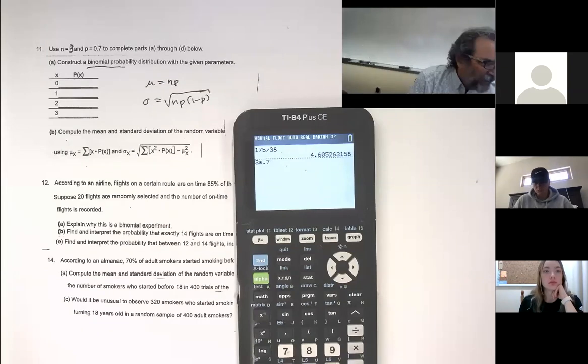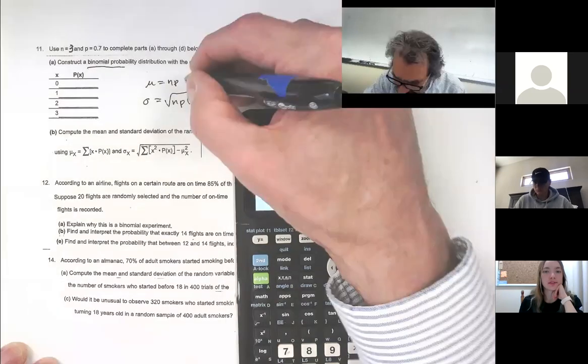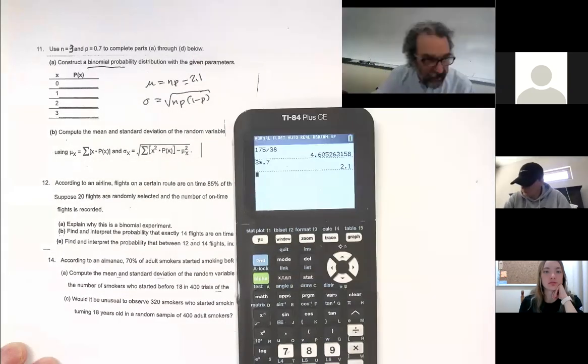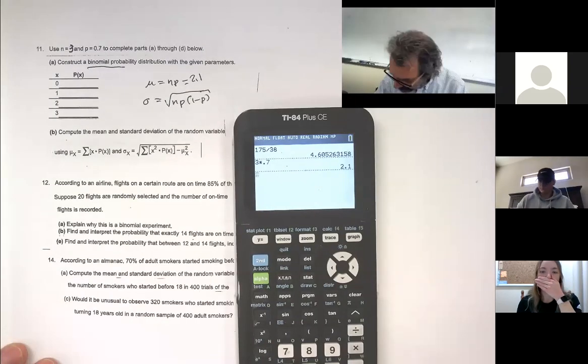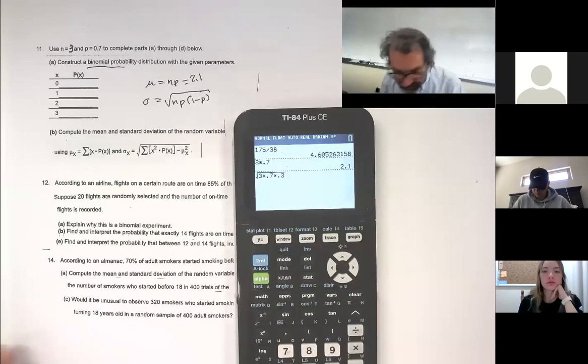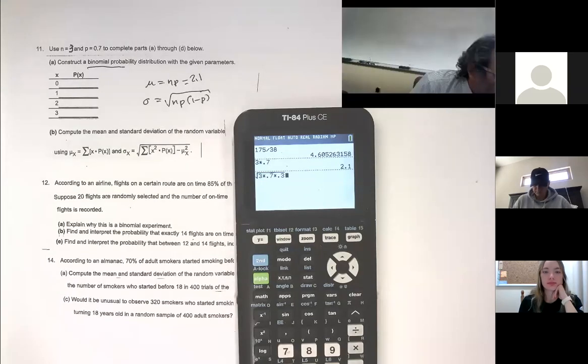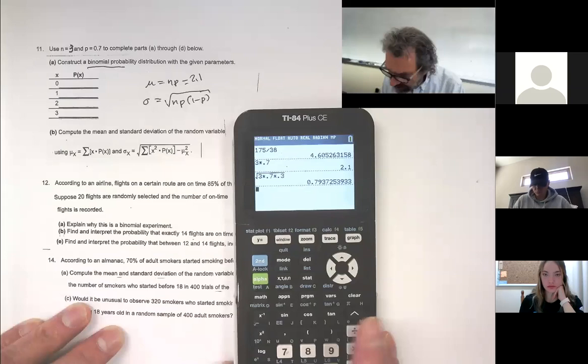Okay. So 3 times 0.7 is 2.1. So that should be the mean. And then we'll do the square root. N was 3 times 0.7 times 0.3, like that. That's NP, 1 minus P. So 1 minus 0.7 is 0.3. 0.7937, okay.